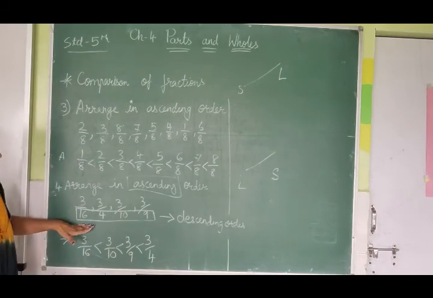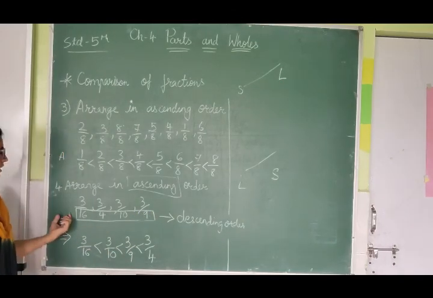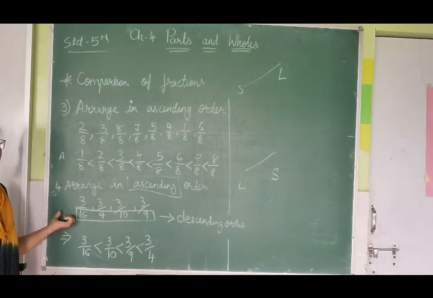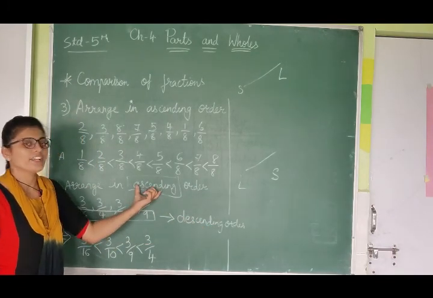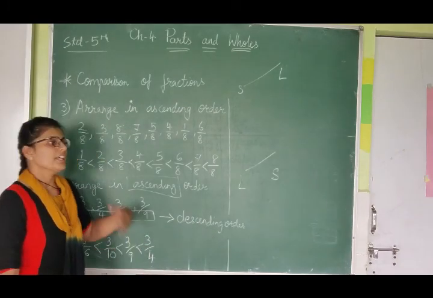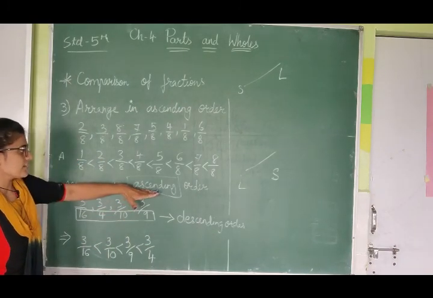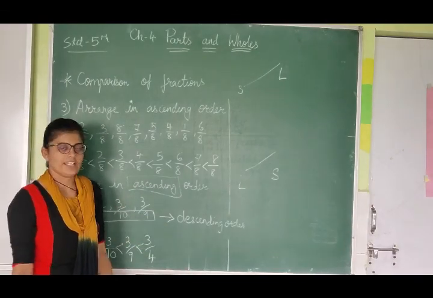So whenever we have unlike fractions, what do we have to do? Only see the denominator part and set them in descending order. If we are asked for ascending order, we have to put them all in descending order. If we are asked for descending order, then we have to put them in ascending order. It is very simple.